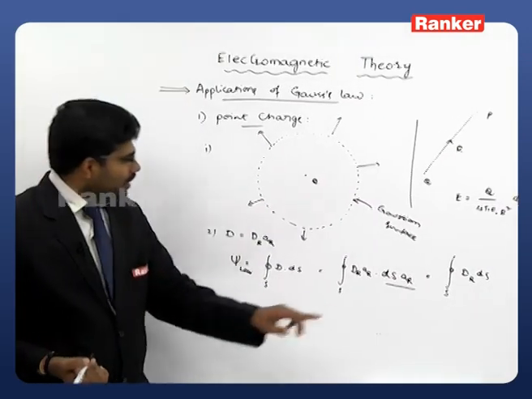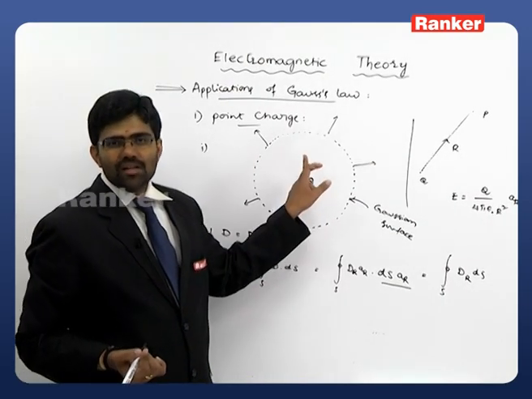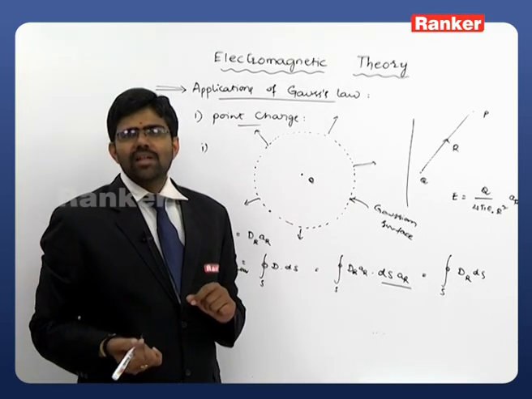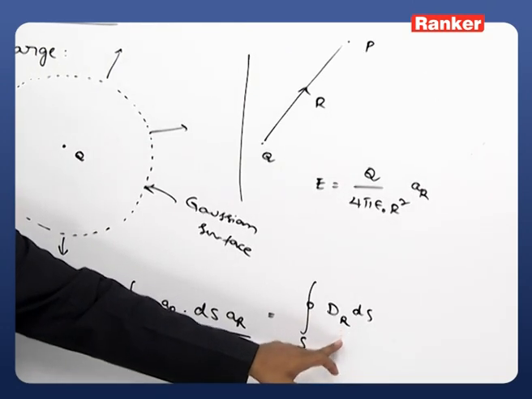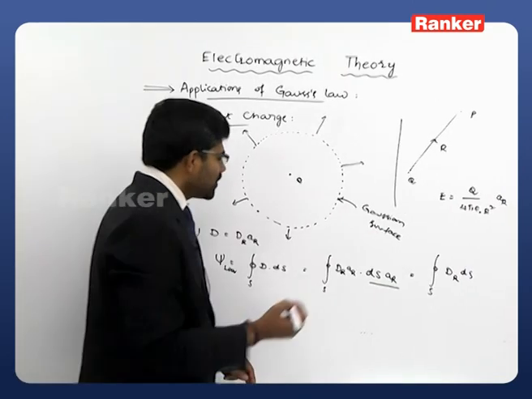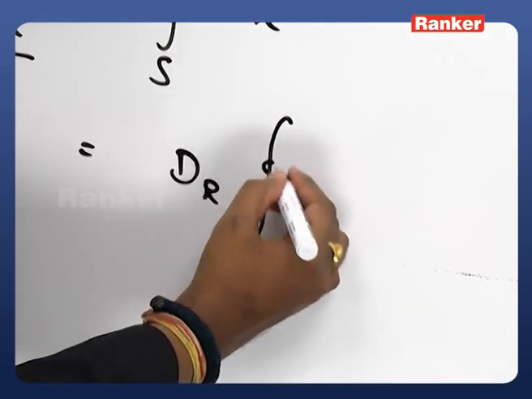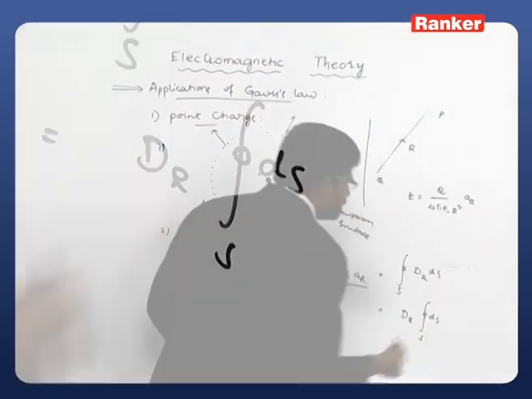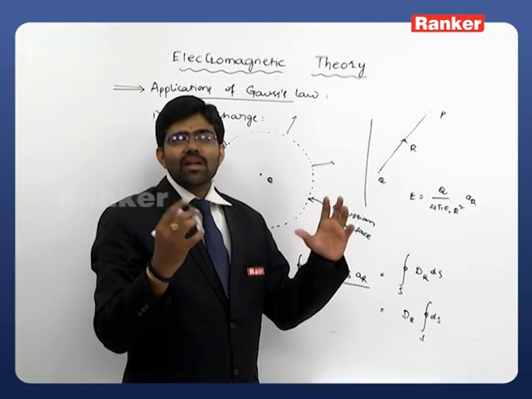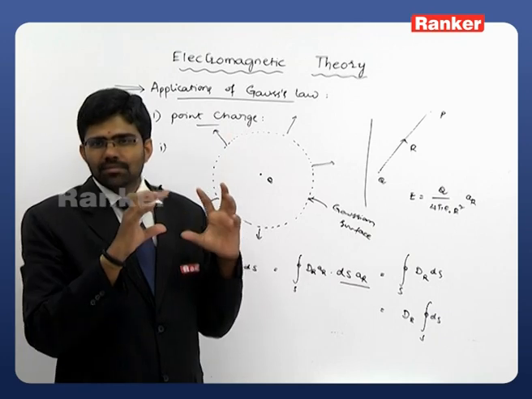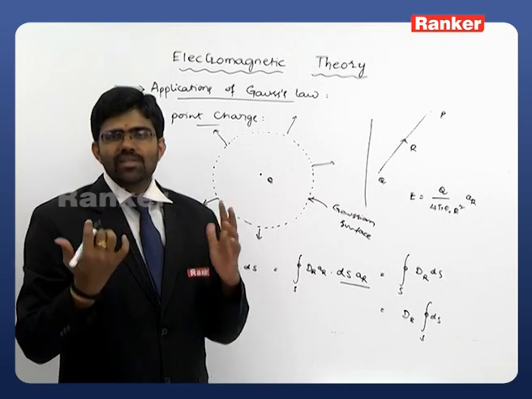Now as we discussed, this D_r is uniformly distributed. On the Gaussian surface we are considering, the electric field intensity is uniformly distributed. Since the electric field intensity is uniformly distributed, the electric flux density is also uniformly distributed. So we bring it out from the integral, and then what we get is D_r times the closed surface integral of dS. So what is the closed surface integral of dS here? We are trying to obtain the total surface area. The surface integral of dS gives us the total surface area of the sphere we considered as the Gaussian sphere or Gaussian surface.